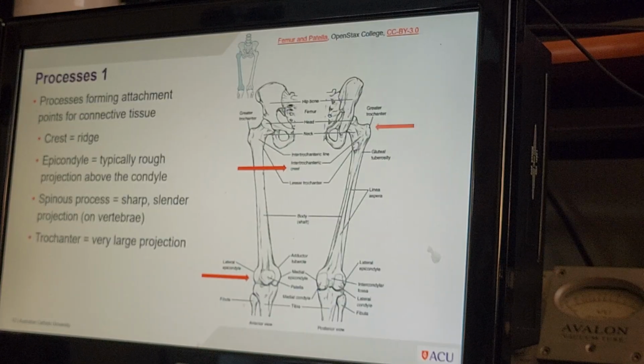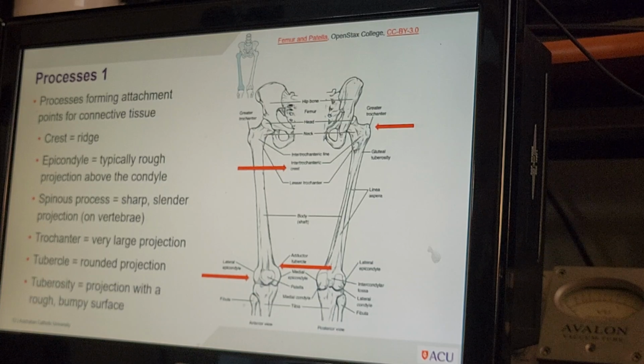The trochanter is a very large projection, so we can see that at the top of the femur, just before the neck of the femur, where it says greater trochanter. A tubercle is a rounded projection, and we've got an example here, the adductor tubercle. A tuberosity is also a projection, but a tubercle has a rounded surface, whereas a tuberosity has a rough, bumpy surface. We've got an example of that up towards the top of the femur with the gluteal tuberosity.